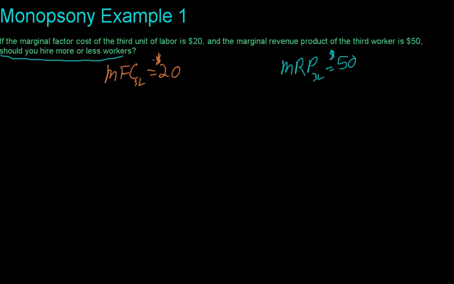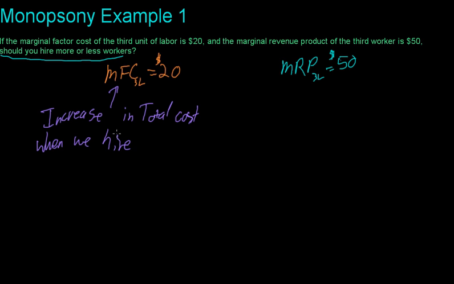The first thing here is that the marginal factor cost of the third unit of labor is how much we have to pay. This is the increase in total cost when we go from 2 to 3 employees, or 3 units of labor, because this could be hours of work, not necessarily employees. So 3 units of labor.